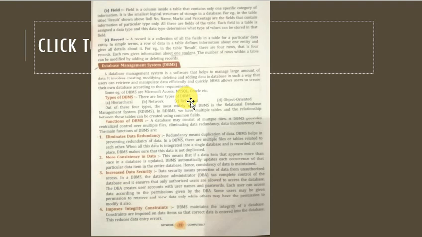Okay, so DBMS allows users to create their own database according to their requirements. So how does it help? It helps everyone to make their own database. Types of DBMS: there are 4 types, which are hierarchical, network, relational, and object oriented. Out of the 4 types, the most widely used DBMS is the relational database management system.